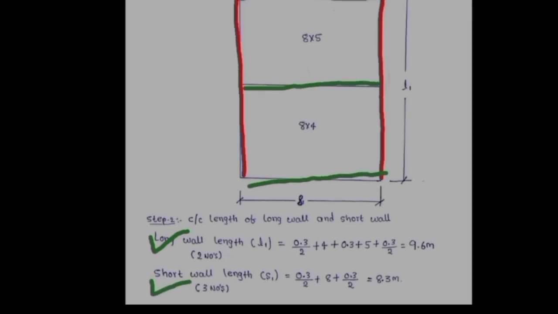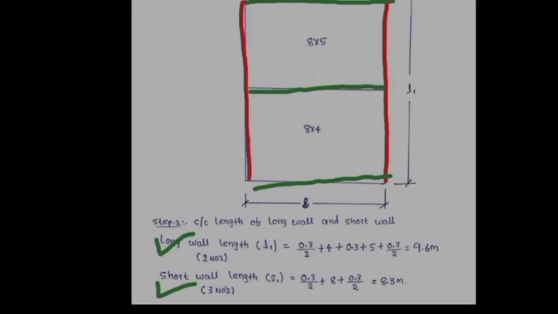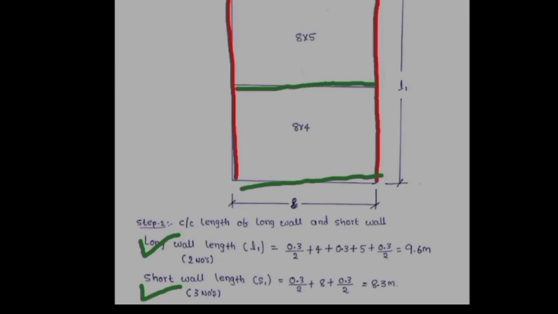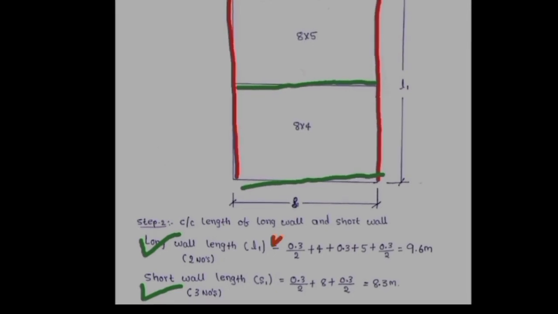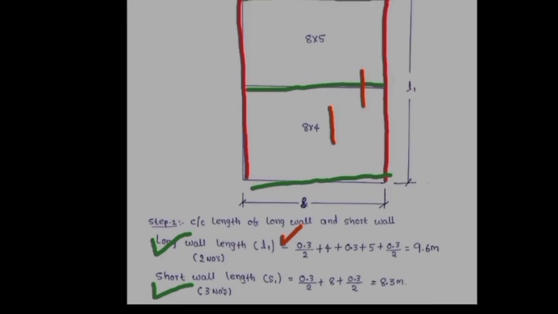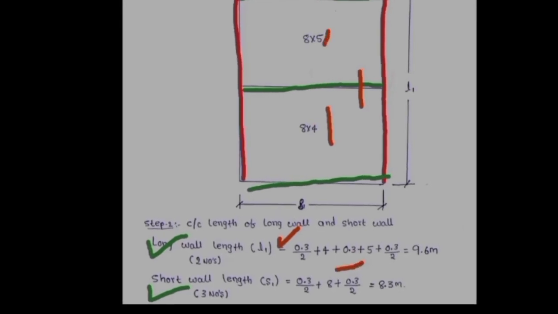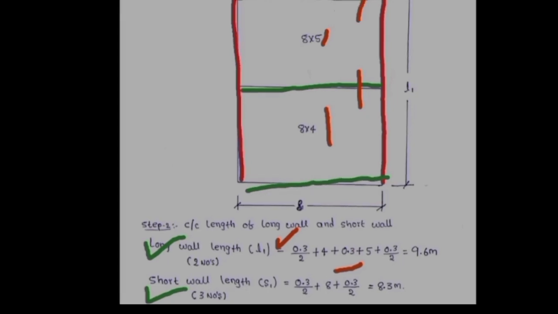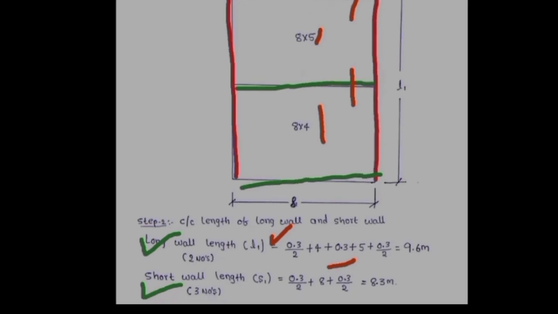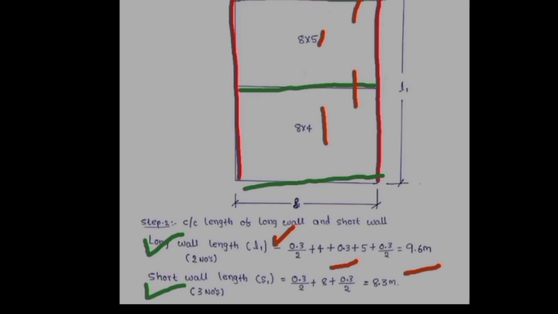Now we have to calculate the center to center line length of the long wall as well as the short wall. First go through the long wall. Here we are calculating the center to center line length, so that's why we have to take a half width of the wall, that is 0.3 by 2, and add the vertical dimension 4. In the intermediate we have to take the full width of the wall, that is 0.3, plus the vertical dimension 5, plus at the end of the wall, take half width of wall, that is 0.3 by 2. Then add all values, you get 9.6 meter as the long wall length.